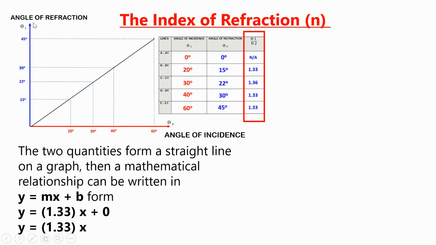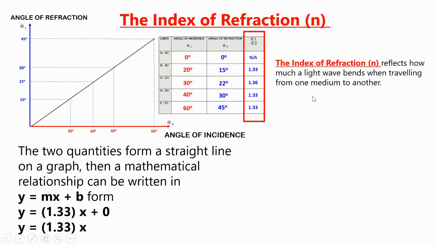The y is our angle of refraction and the x is the angle of incidence. The m is the slope or the gradient that we already calculated here, which is 1.33. We have this one off here, 1.36, but the average will be around 1.33. So our m, which is our slope, is 1.33, and b is 0 because this is a straight line graph.